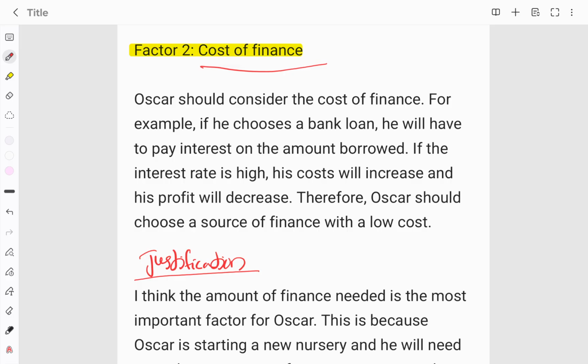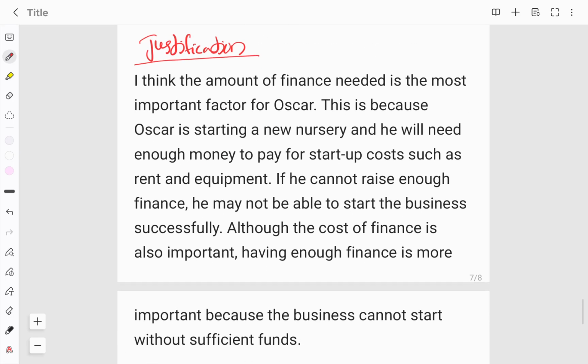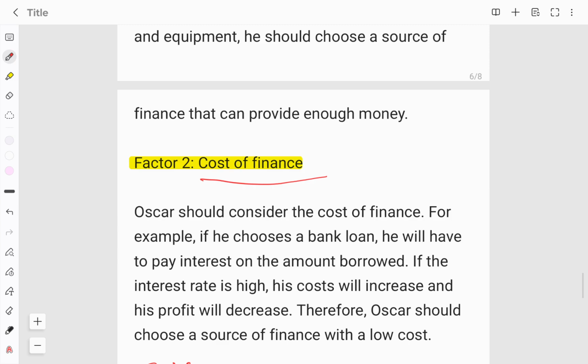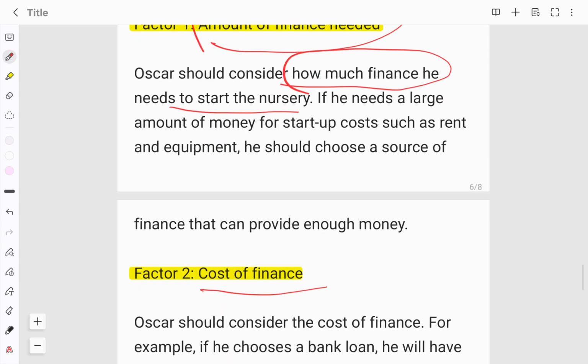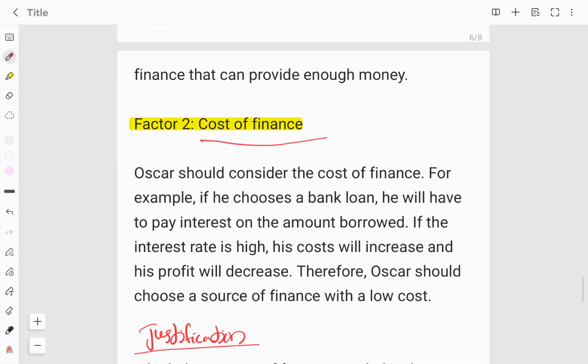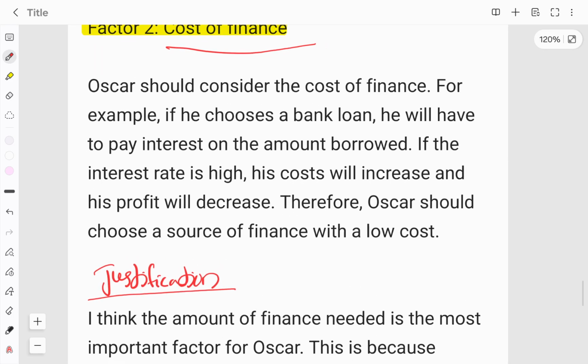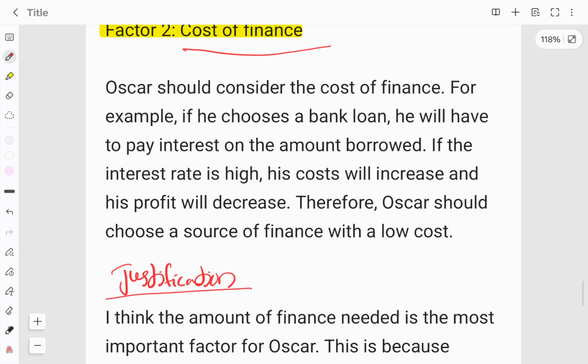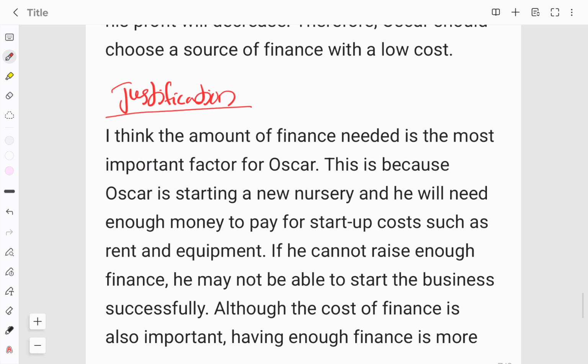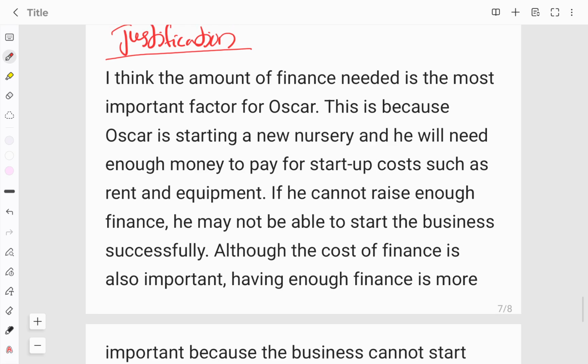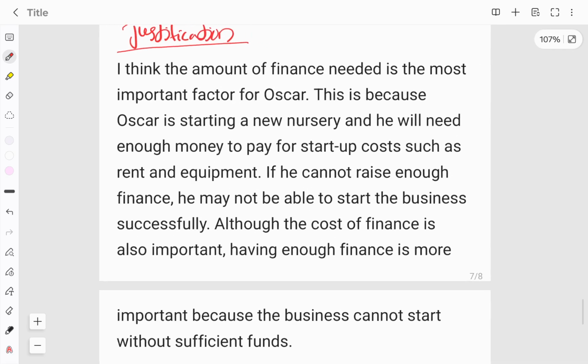Finally, we need to decide which factor is likely to be the most important. This is the justification part of the question. So, the first factor is amount of finance needed. Then the second factor is cost of finance. Here you can see the explanation. You carefully read this and try your best. And the justification you can write like this.